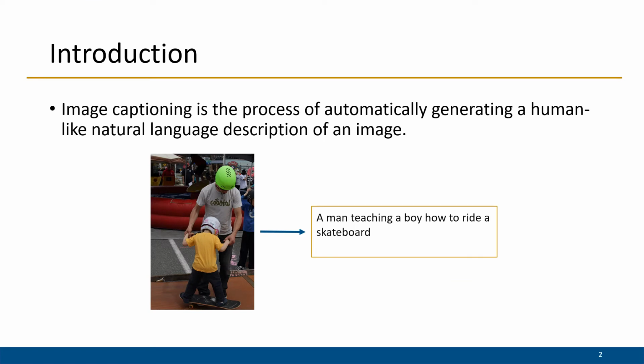Image captioning is the process of automatically generating a human-like natural language description of an image. For example, given an image, we want a model to generate a description that describes objects in the image and their interaction.